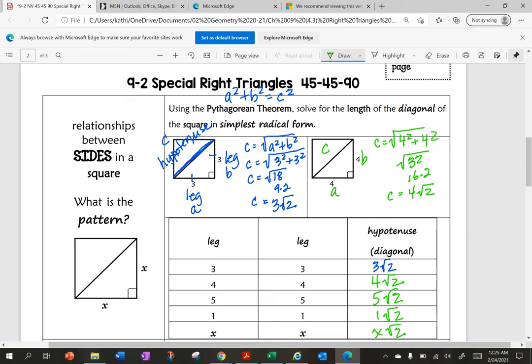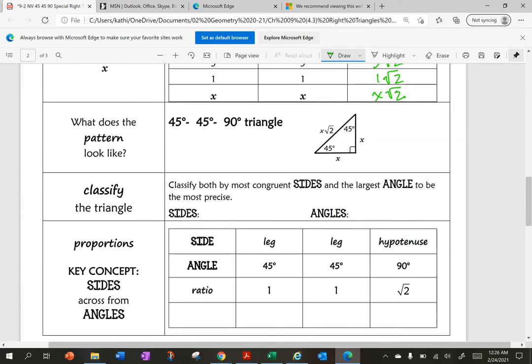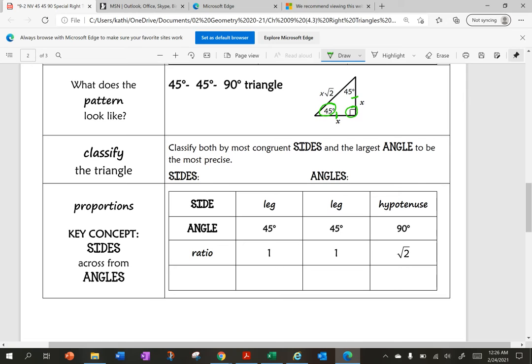Okay, so when I have a triangle that has two 45-degree angles and a 90-degree angle, I can see it a couple different ways in pictures. I can see either tick marks or equal numbers here, or I can see that I have two 45-degree angles, or sometimes I'll even just show one as 45 with the right angle, and then I know the other angle has to be 45. So this is classified as an isosceles right triangle.